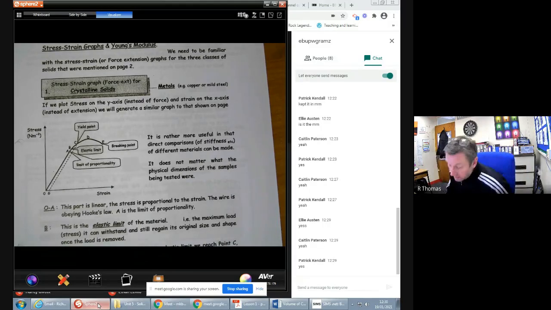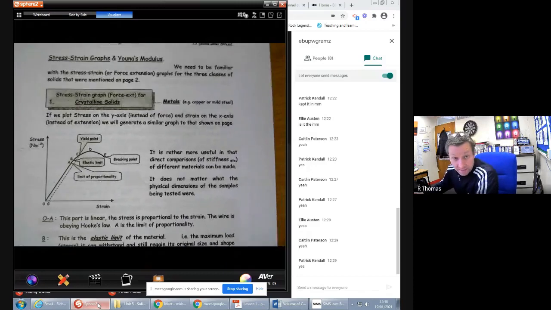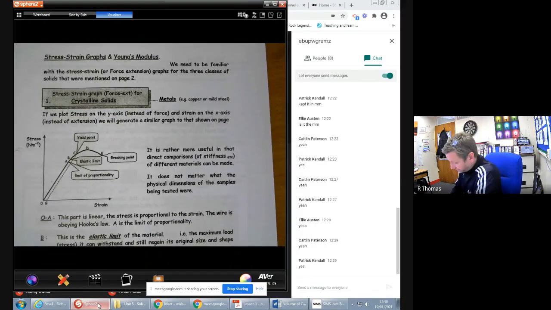All right. Now the polymeric solids, we'll have to talk about that next lesson. Those ones where you stretch the spaghetti and then let it go again. That's a very different type of graph, and that warrants half an hour on its own. The most common one that they assess in the exam is the stress strain graph for the crystalline solids, right?